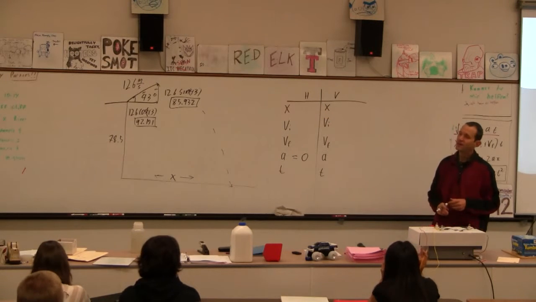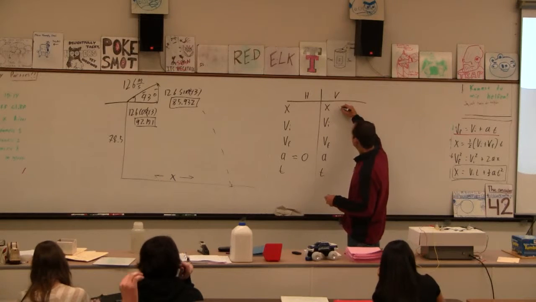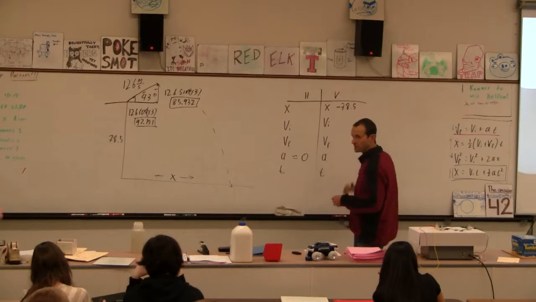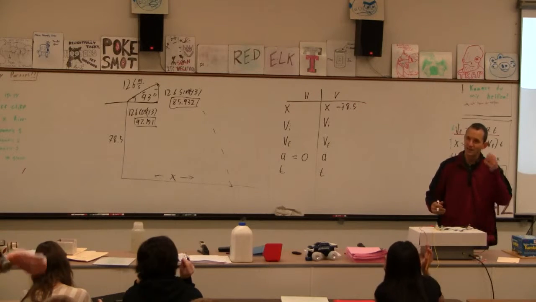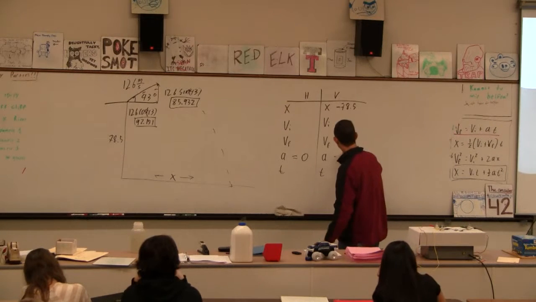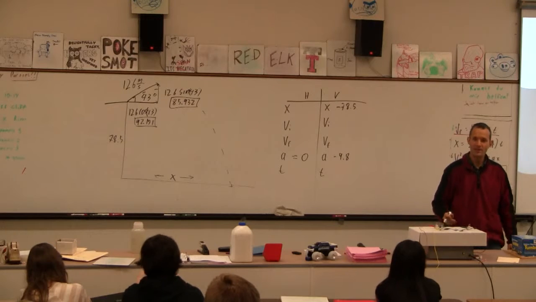Kelly's got something. Vertical x is... but it goes down, right? So it's negative. Down 78.5. There you go. Braden's got something. Indeed it is. We are going to solve this thing together. Frida's got something.